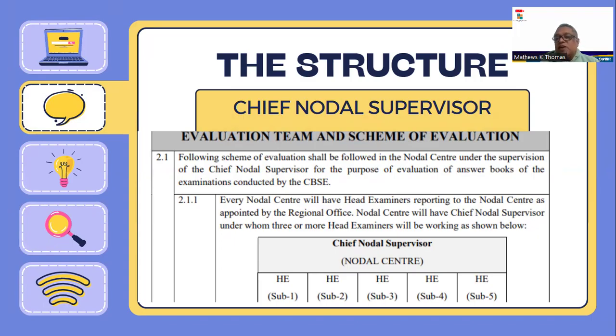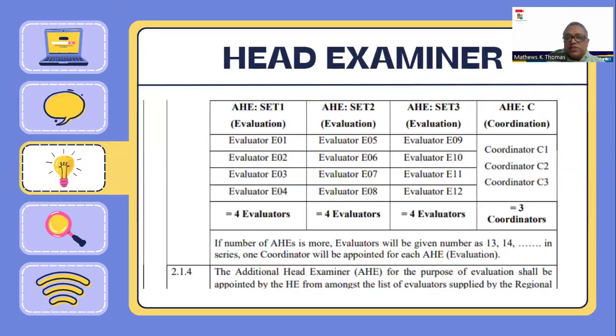Under the CNS, there are head examiners. In short, we refer to them as HEs. The head examiner is a very experienced educator teaching in schools, normally having 20 to 25 years of teaching experience. They're very senior teachers. In one center, under one CNS, there may be 3 or more head examiners, right? So on top, we have the CNS, the chief nodal supervisor, and then we have the head examiners. Head examiners can be normally 3 or more, 3 to 4 in normal circumstances.